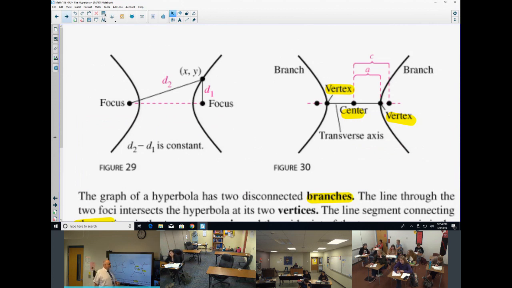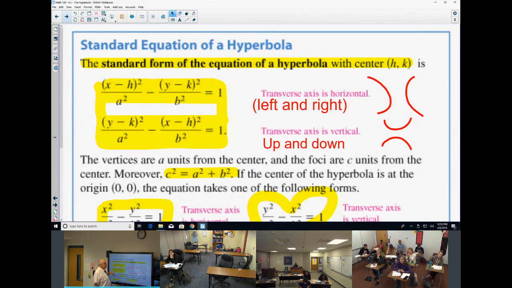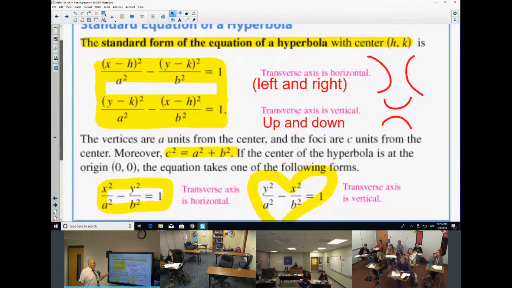Now, we still have our vertices, and we still have a center. Each part is called a branch of the hyperbola, and it looks like two parabolas back to back. All right, let's see. Okay, the standard form of the hyperbola. This screen looks an awful lot like the one with the ellipse, but I'm going to go through it again.